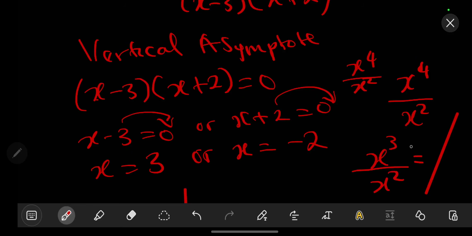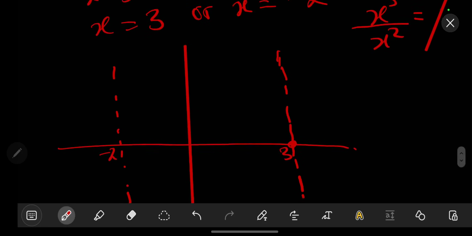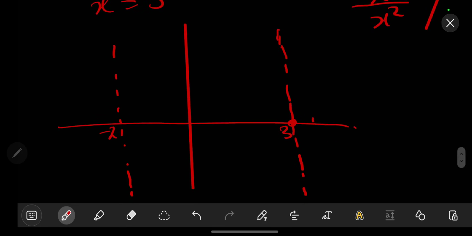So as long as the numerator has a greater power than the denominator by 2 or more, the horizontal asymptote does not exist. So these are the asymptotes that we are dealing with. What we are going to do next is study the behavior as we go at 4 and at 5.